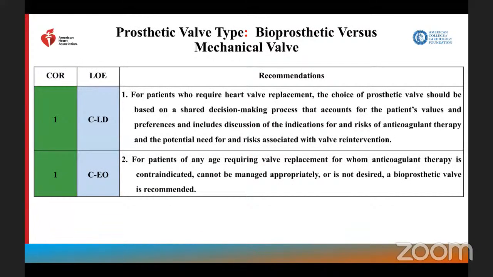For a prosthetic valve type, bioprosthesis versus mechanical, in patients who require heart valve replacement, the choice of prosthetic valve should be based on a shared decision-making process that accounts for patients' values and preferences and includes discussion of the indications for and risks of anticoagulation therapy and the potential need and the risk for associated valve re-intervention. It's a class 1. For patients of any age requiring valve replacement for whom anticoagulant therapy is contraindicated, cannot be managed appropriately, or is not desired, the bioprosthetic valve is recommended as a class 1.